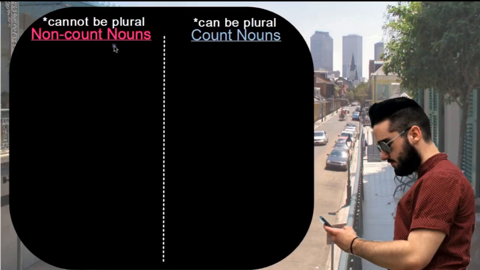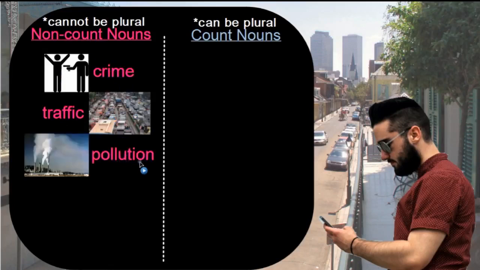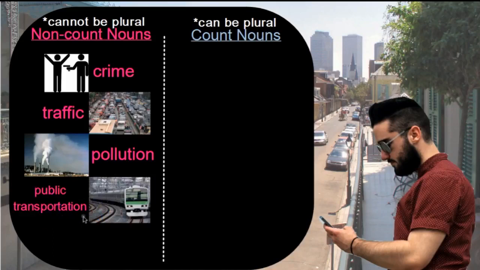So, let's look at some examples of non-count nouns. Crime is a non-count noun. Traffic is a non-count noun. Pollution is a non-count noun. Public transportation is a non-count noun. And noise is also a non-count noun. Notice we cannot make these words plural. We always use them in the singular form.